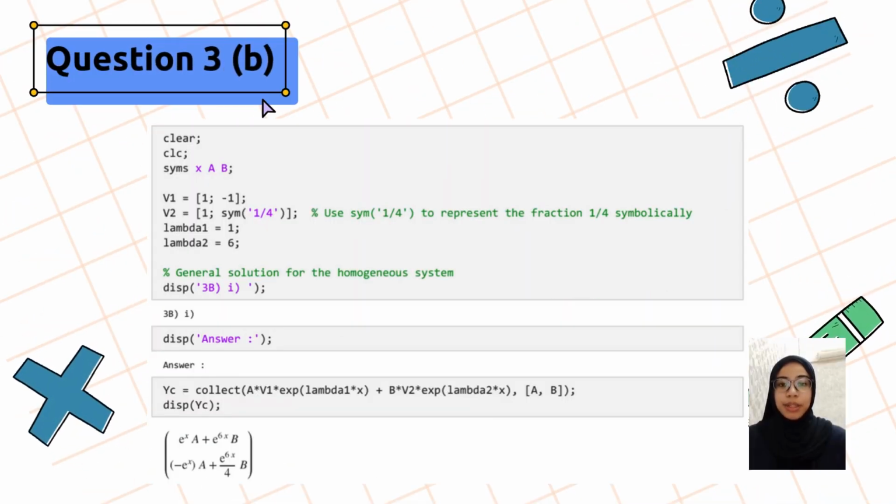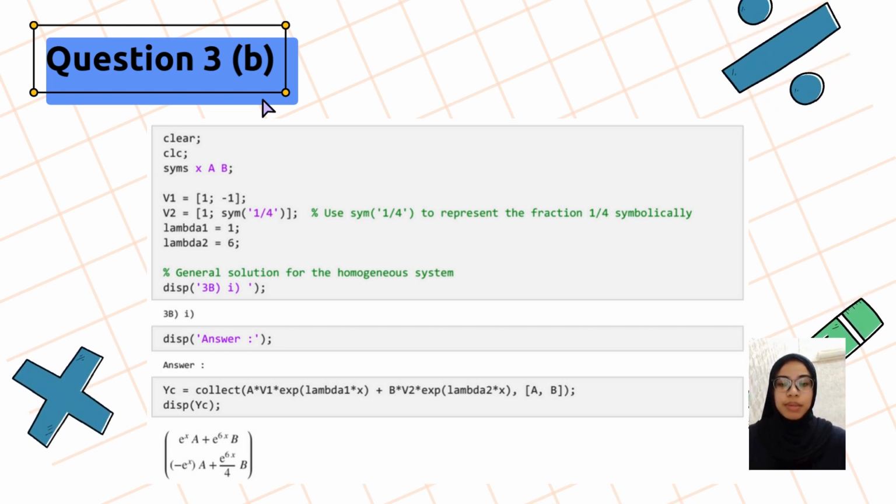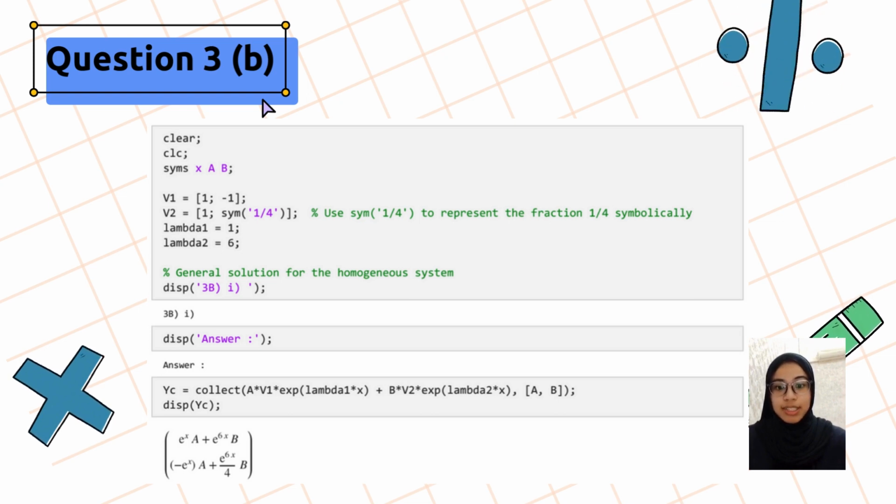My name is Nadira binti Muhammad Nazib. My matrix number is CE20070. So for my part, I will present and make the simulation for question 3B. Question 3B has 4 parts. For part 1, write the general solution yc for the homogeneous system.